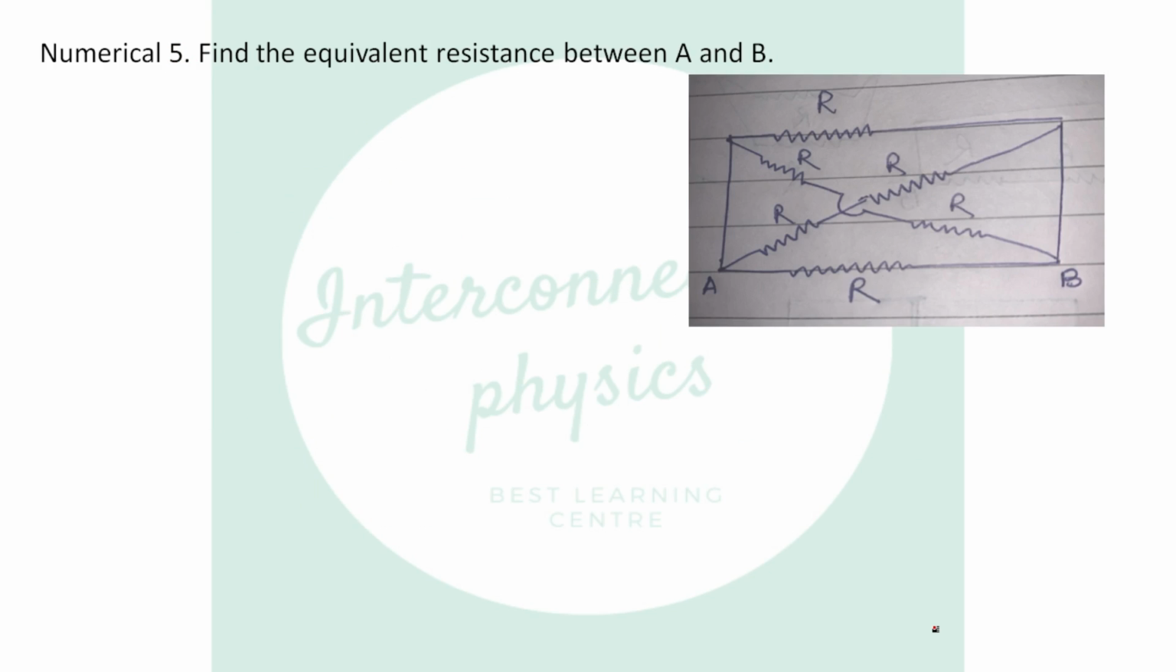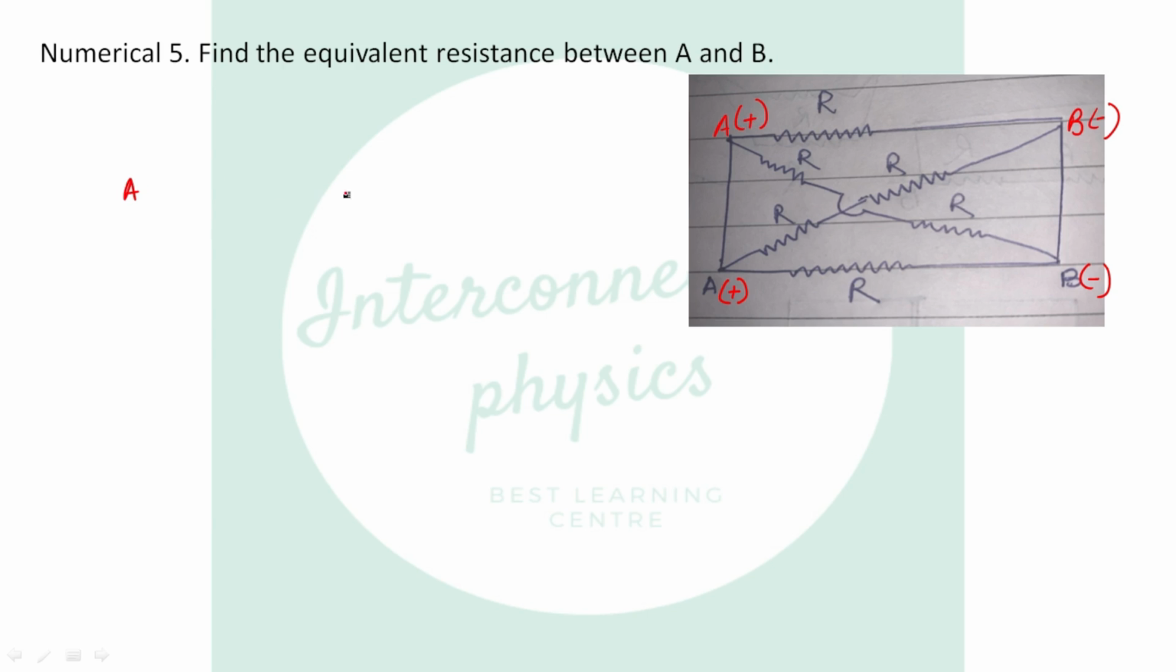Now, numerical number 5. Let us calculate. You see here, again, we need not draw the battery again and again. A is at positive potential and B is at negative potential. From A to this point, there is no element, so no potential drop will be here, and this point will be A. Again, from B to this point, there is no element, so no potential drop, and point B will come here. So B will be at negative potential and A will be at positive potential.